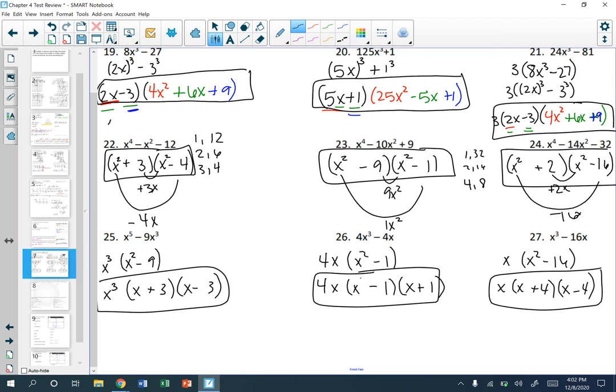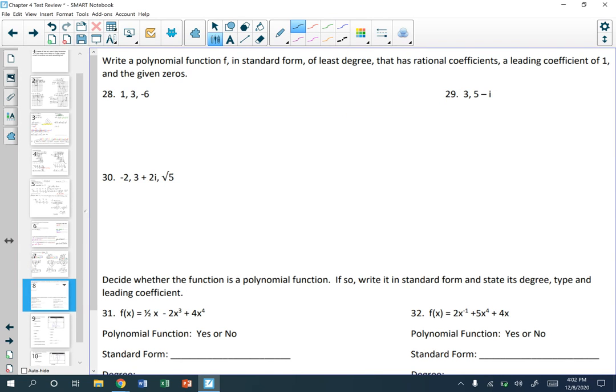All right, number 28. Write a polynomial function f in standard form of least degree that has rational coefficients, a leading coefficient of 1, and the given zeros. So all right, so I'm going to write these as factors. So I have x minus 1, x minus 3, and x plus 6. And then what do I need to do? I need to multiply those out.